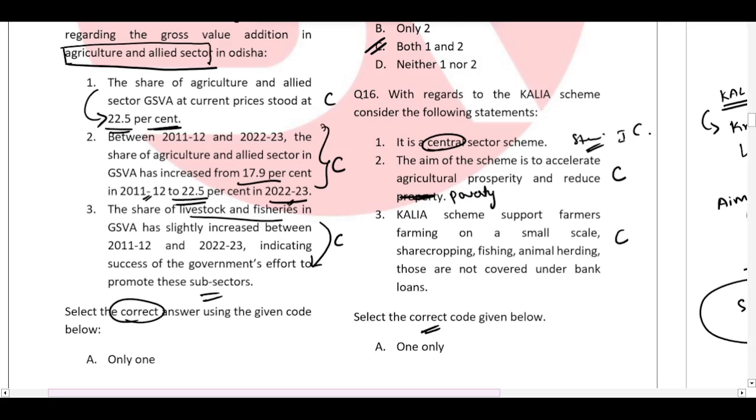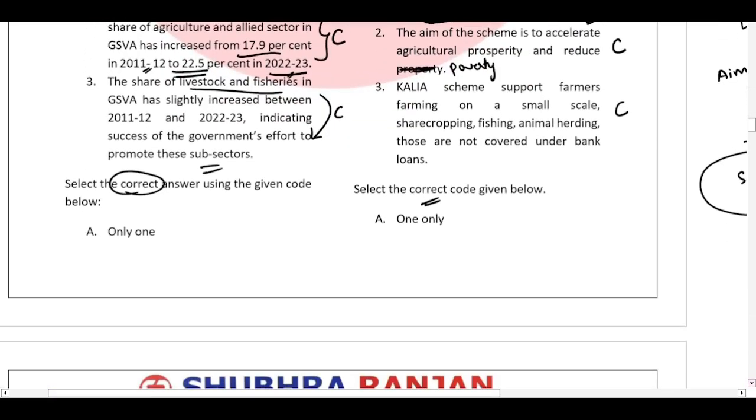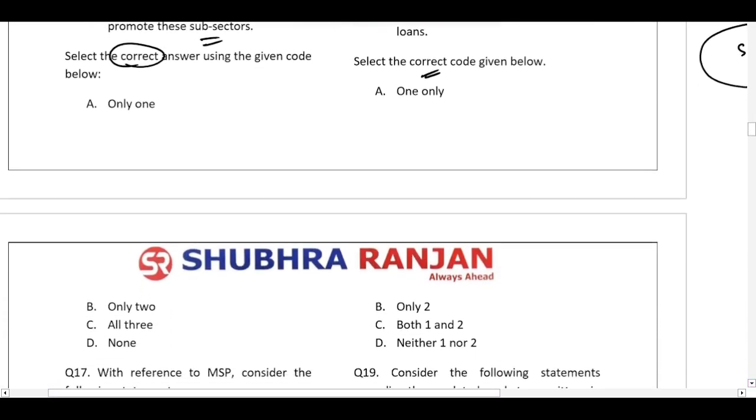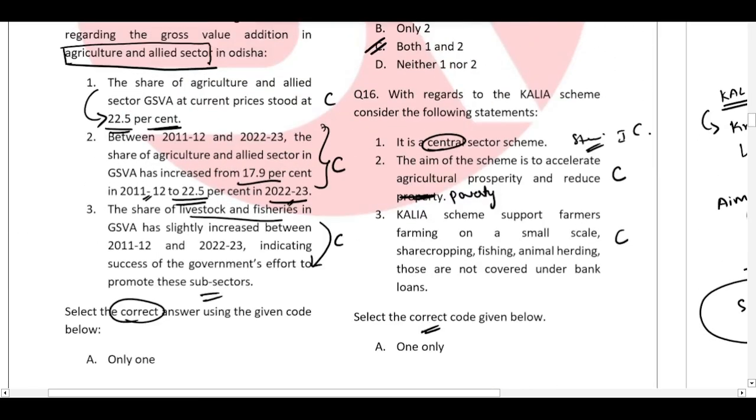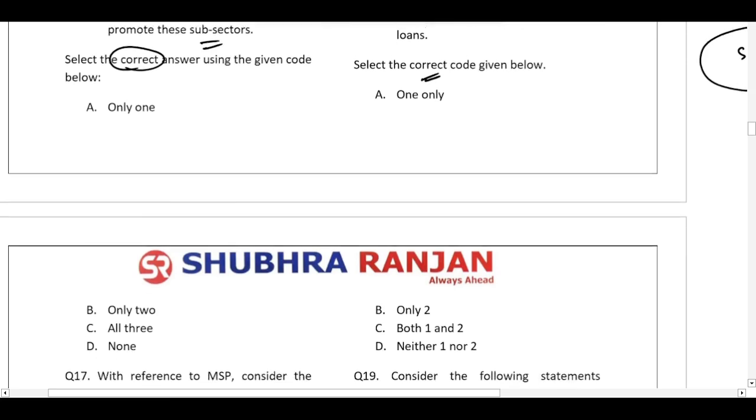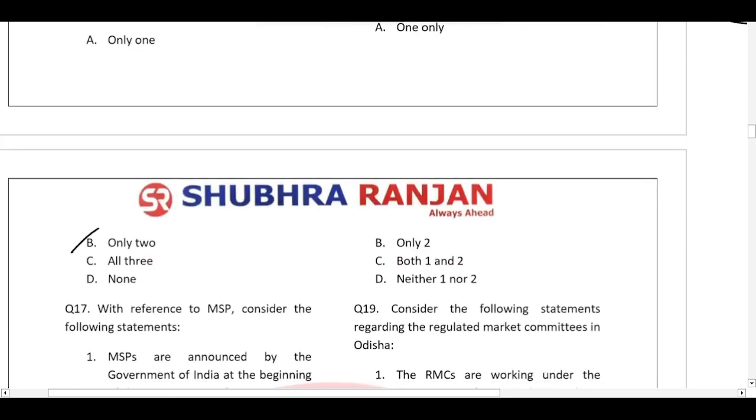So select the correct code. Only one, only two, only three, and none. So first statement was incorrect. Two statements are correct. So that makes B, only two, the correct answer.